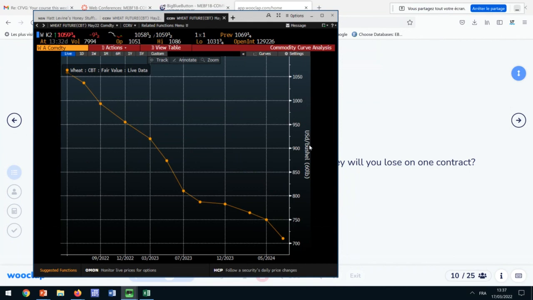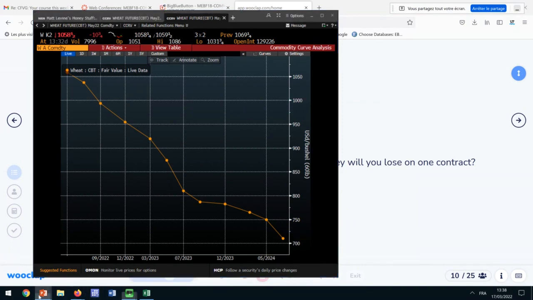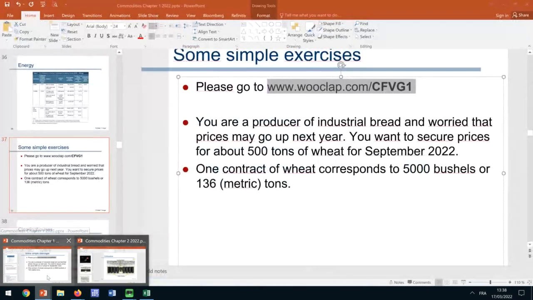As soon as there is some problem, these problems will be anticipated in the futures prices. A lot of traders will think about what will be the price in the future, and this will drive up the price. And then the farmers themselves don't have to do all this work. They don't have to think about what will happen to prices in the future. They can just rely on the futures prices and make their decisions. So that's our first little WooClub exercise.